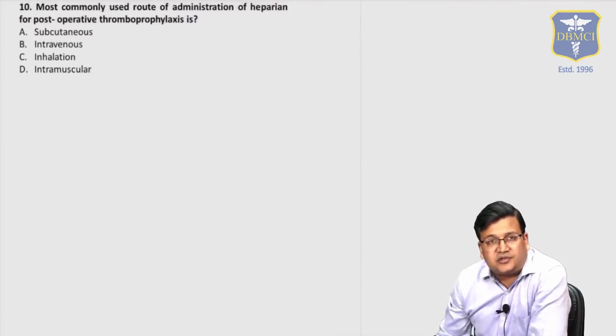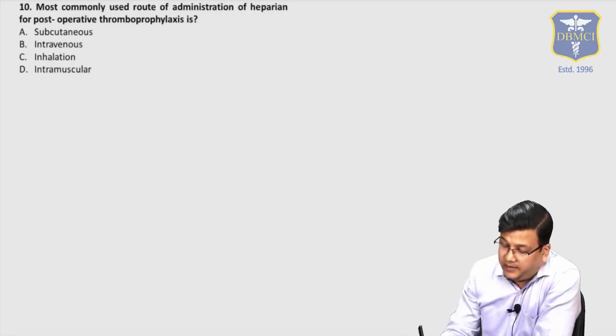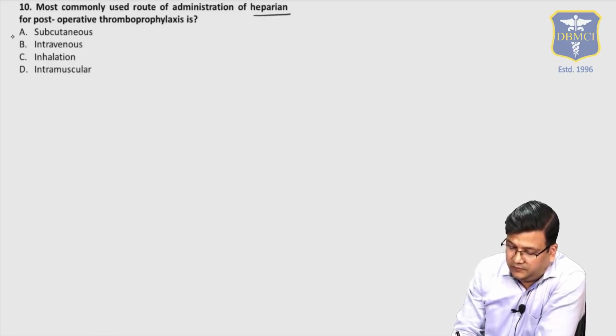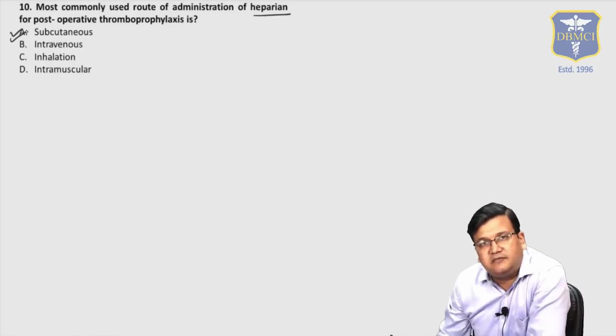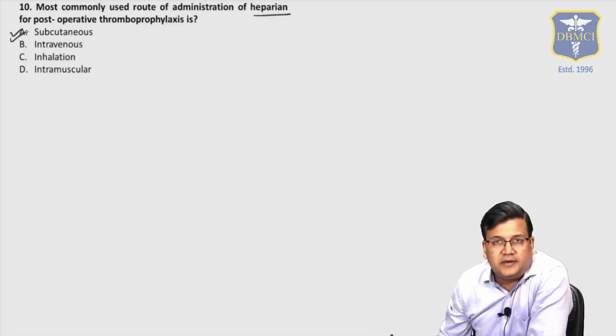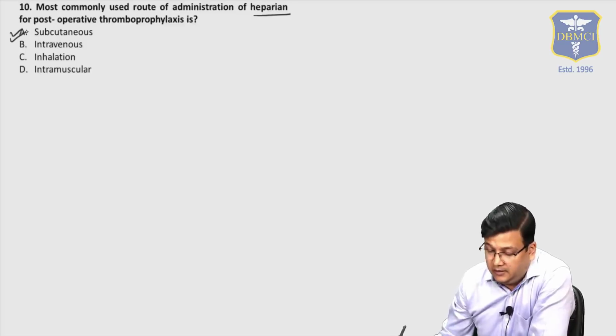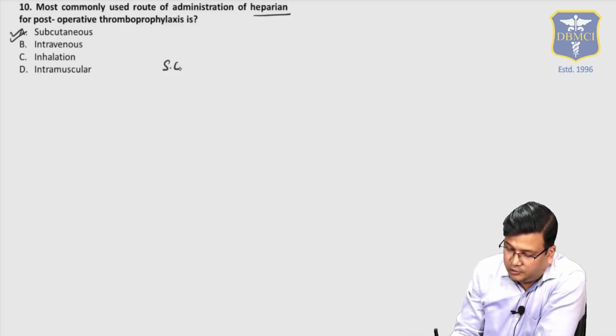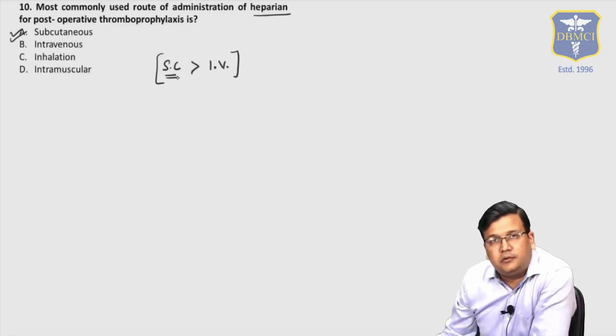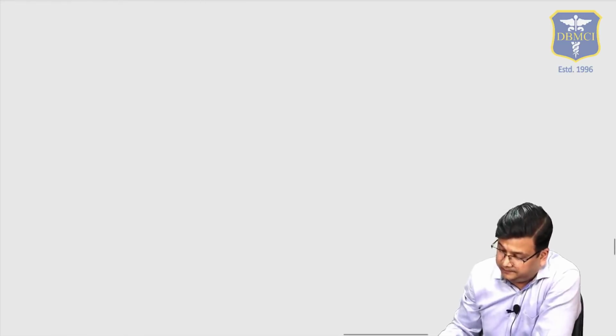Question number 10 is an extremely simple question. Most commonly used route of administration of heparin for post-operative thromboprophylaxis. Heparin, the most common use is always subcutaneous. Heparin is given by subcutaneous administration, whether it is unfractionated heparin or low molecular weight heparin. The subcutaneous route is the most preferred route. Only in a few rare cases it can be given IV, but the commonest route is subcutaneous. So there is nothing much to discuss there.